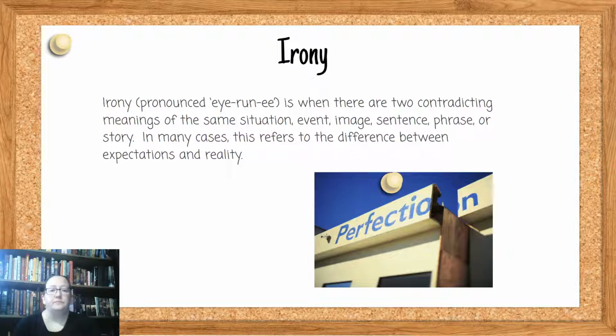Irony is when there are two contradicting meanings of the same situation. So we can see that in an example in this picture. The sign says perfection, but it's clearly broken, and so that would be a good example of irony.